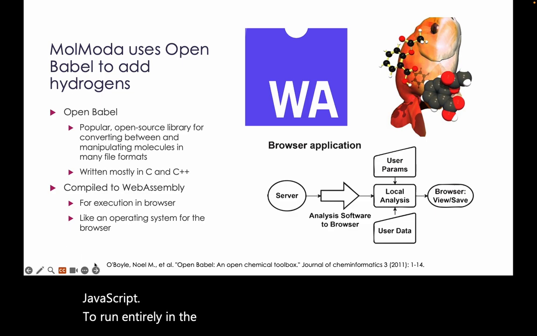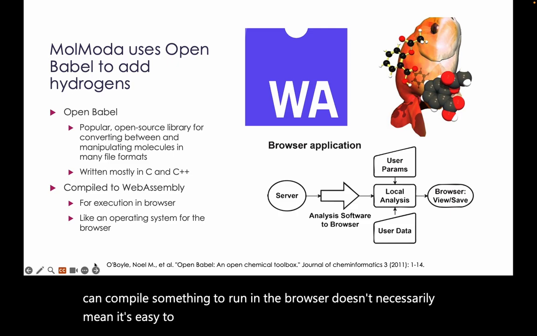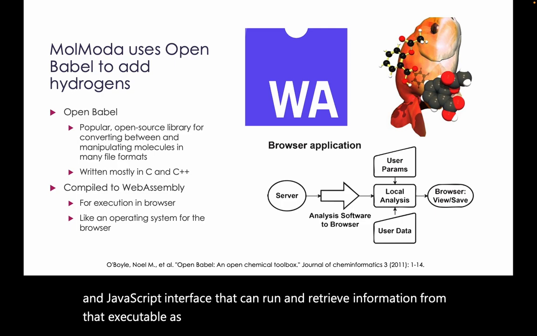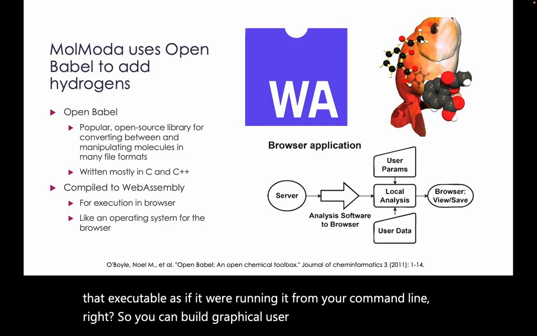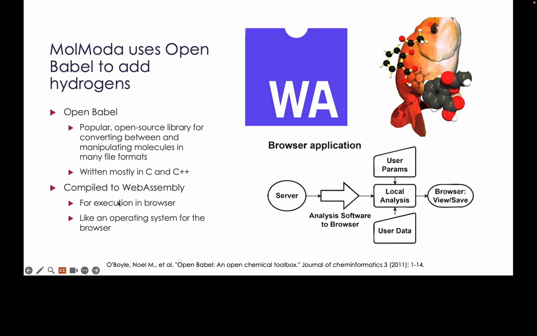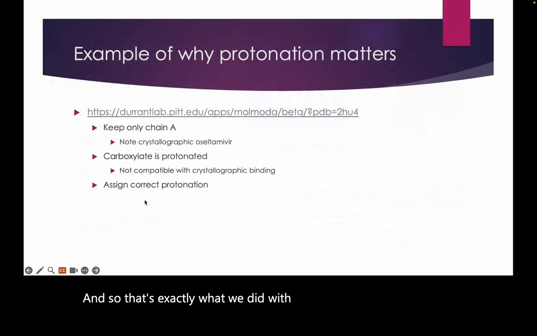browser environment. Now, just because you can compile something to run in the browser doesn't necessarily mean it's easy to use, right? But then you can write an HTML and CSS and JavaScript interface that can run and retrieve information from that executable as if it were running from your command line, right? So you can build graphical user interfaces and websites around that compiled binary. And so that's exactly what we did with MolModa. We created MolModa around OpenBabel, this OpenBabel executable.